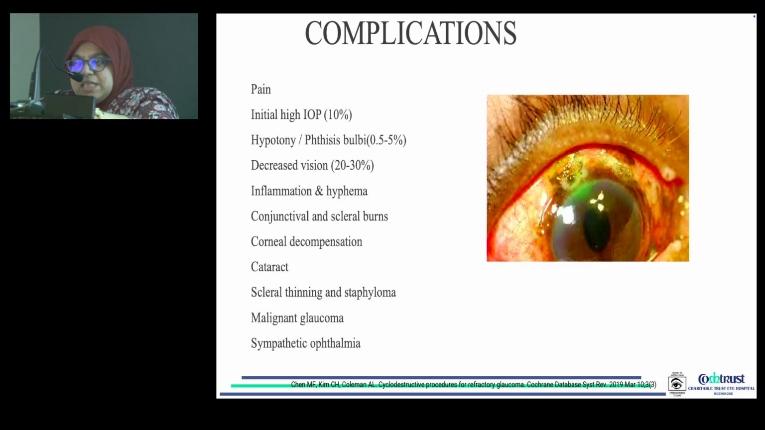The complications are basically pain. They can be initially high IOP, that is seen in 10%. They can be hypotony, phthisis bulbi. They can be decreased vision in 20 to 30% of patients. There can be inflammation, hyphema, conjunctival and scleral burns, corneal decompensation, cataract, scleral thinning, staphyloma, malignant glaucoma, and sympathetic ophthalmia.